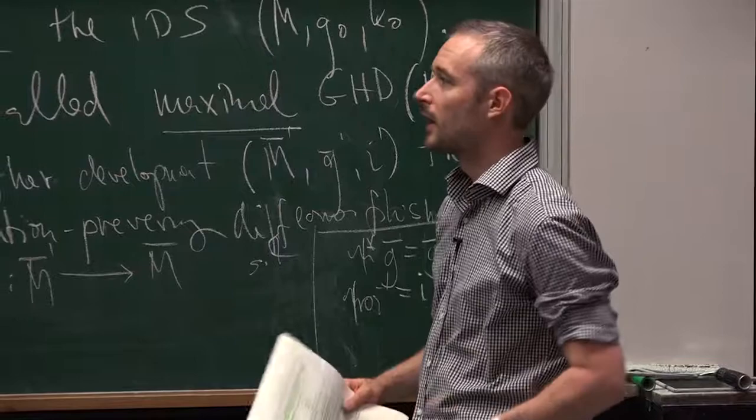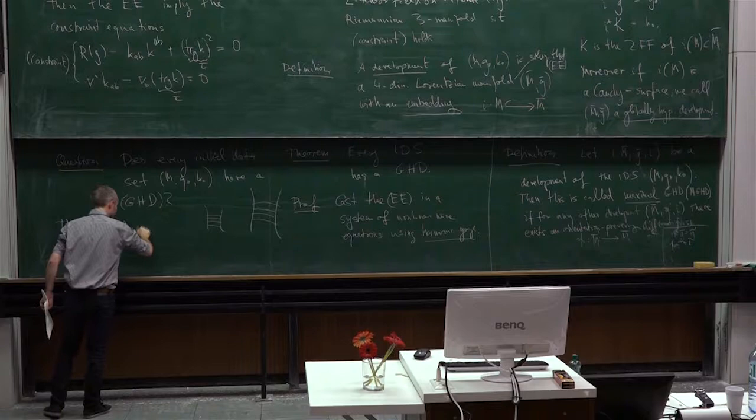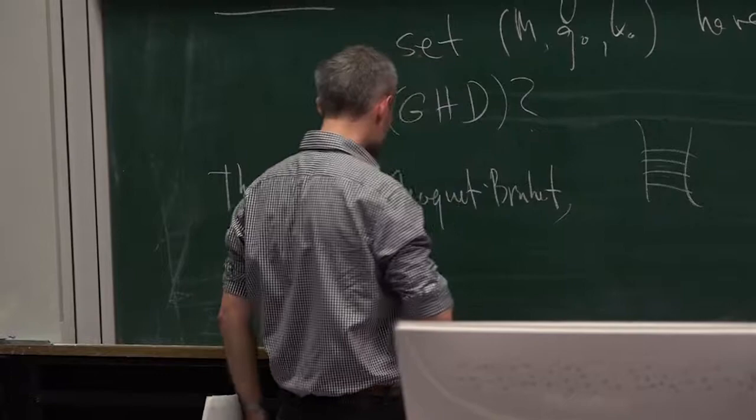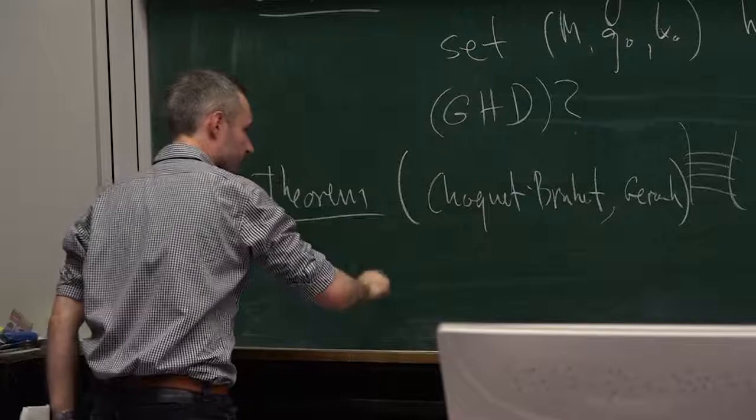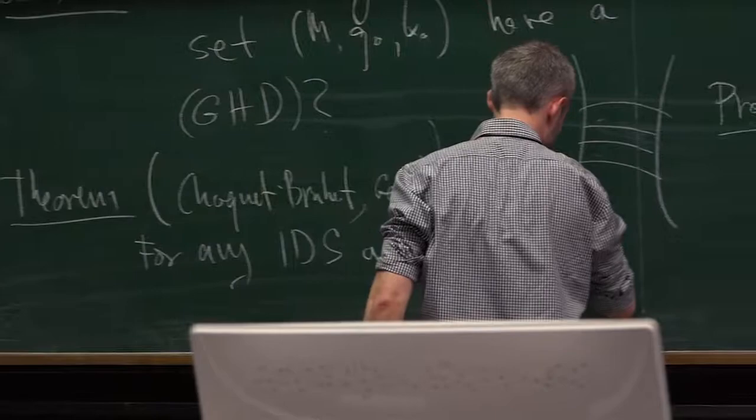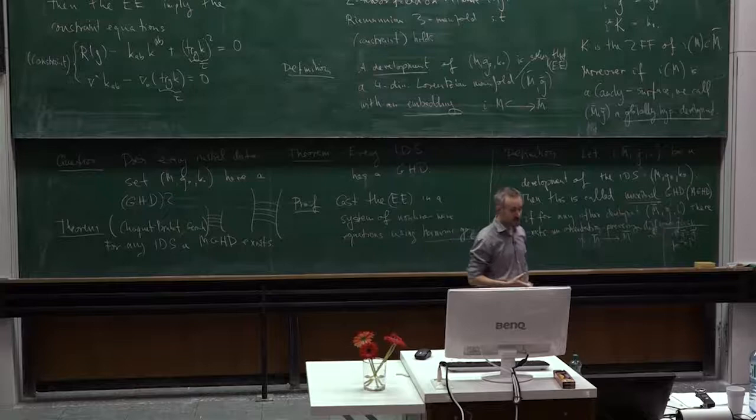And to finish this, of course, what you expect is true is a theorem by Choquet-Bruhat. By the way, this development existence is essentially also Choquet-Bruhat's theorem. In 1952, and Geroch, we can say, for any initial data set, a maximal globally hyperbolic development exists. Okay. To prove this is not trivial, it's very technical, and I'm telling you this just to accept it for the moment, because we just have 3 hours.